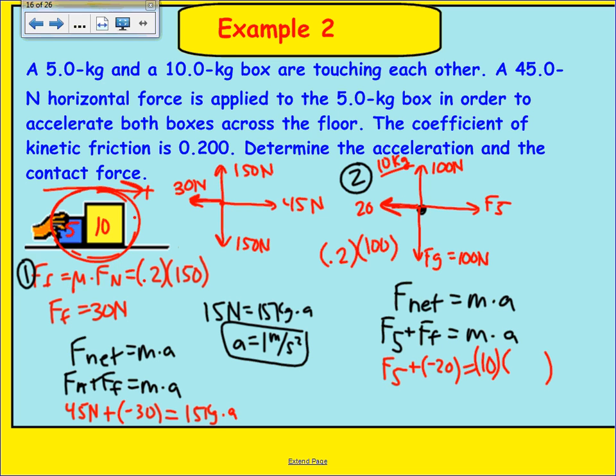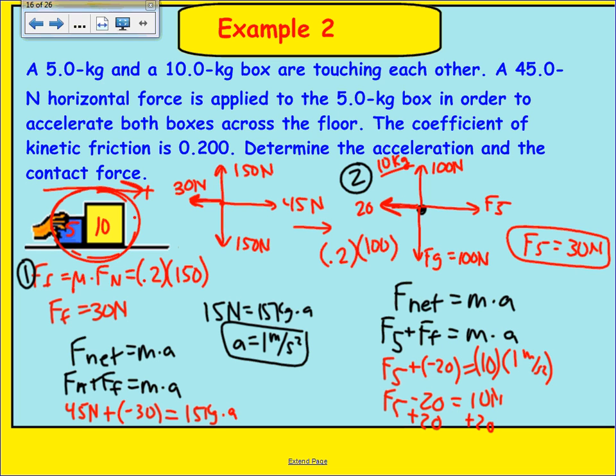Is it a positive 1 or negative 1? Well, since the object is accelerating to the right, that's positive. And so if I clean that up a little bit, F sub 5 minus 20 equals 10 times 1, which is just 10. And if I solve for F5 by adding 20 to both sides, I end up getting that F sub 5 is equal to 30 newtons. And isn't that interesting? The contact force is still the same even though there's friction, because the friction is only going to affect the acceleration, but the actual forces that those two blocks exert on each other are still the same.